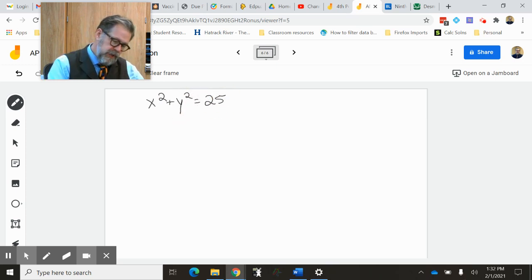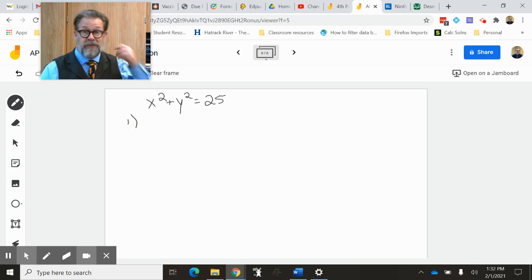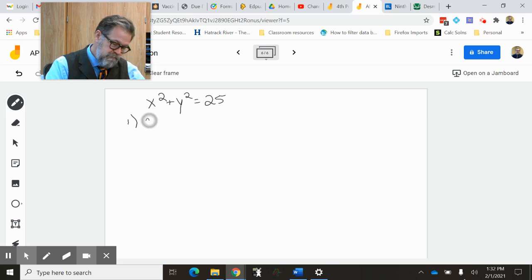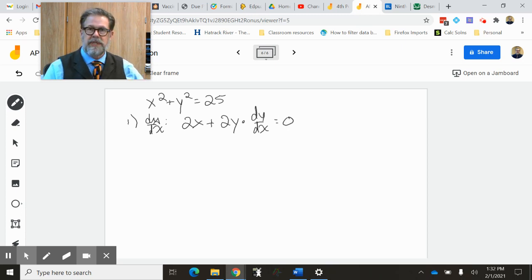So step one, and I am going to label these steps because we're going to put together a process. Take the derivative. Derivative of y with respect to x. Well, derivative of x squared is 2x. The derivative of y squared is 2y. And then the chain rule says I have to multiply that by the derivative of y, and the derivative of 25, of course, is 0.